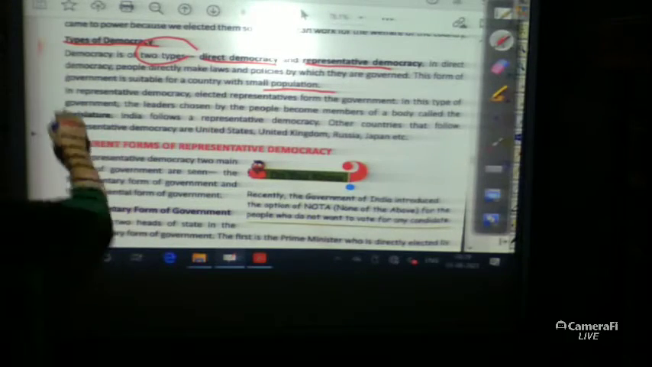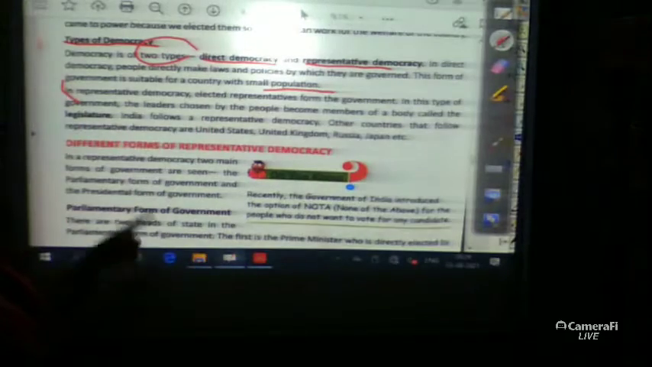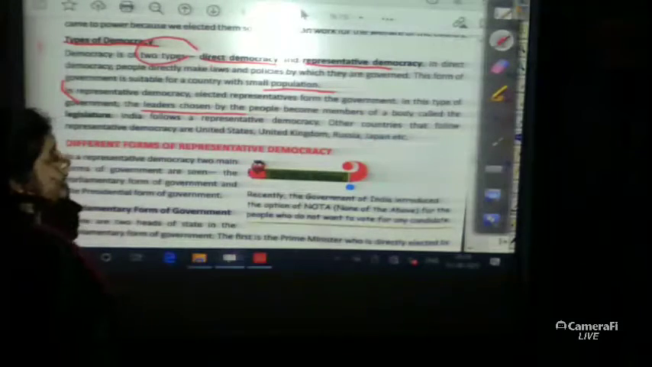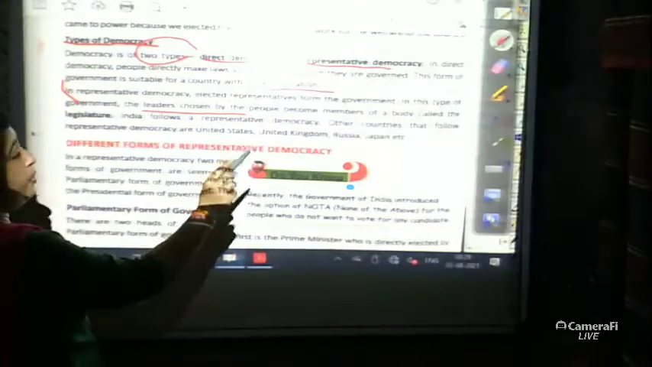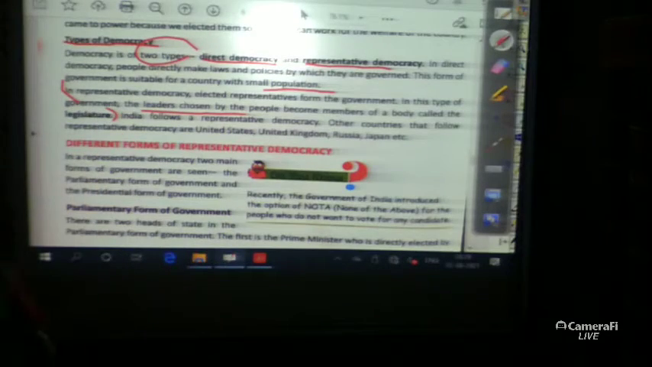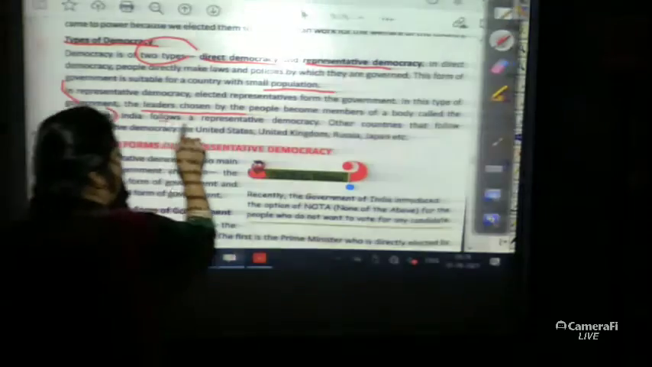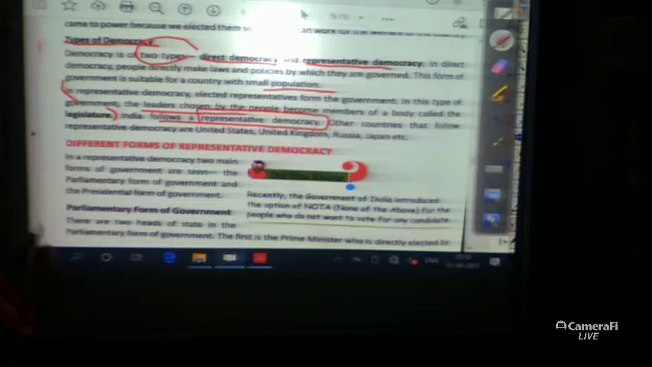In representative democracy, elected representatives form the government. In this type of government, the leaders chosen by the people become members of the body called the legislature. India follows a representative democracy. So our India follows this democracy. Other countries that follow representative democracy are the United States, United Kingdom, Russia, Japan, etc.